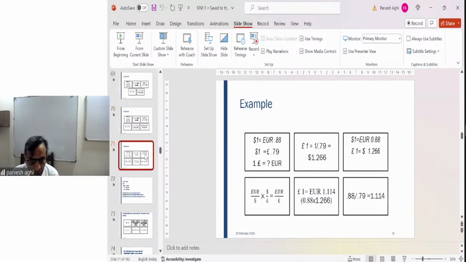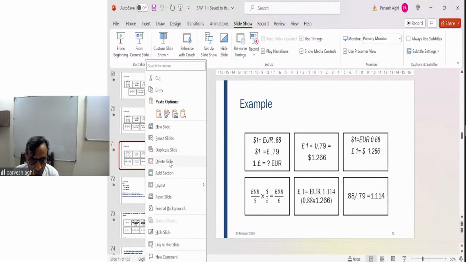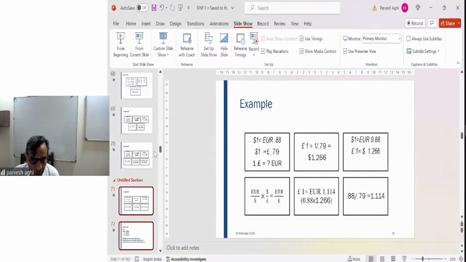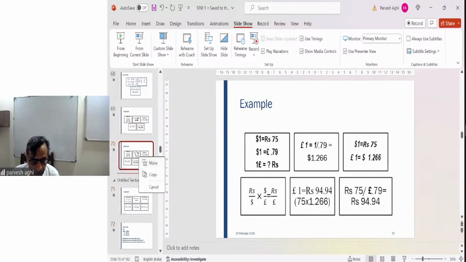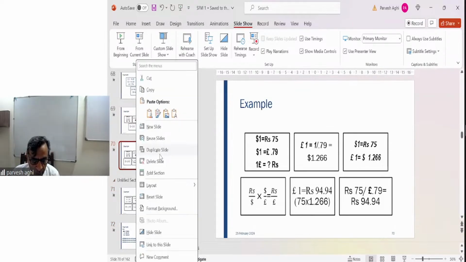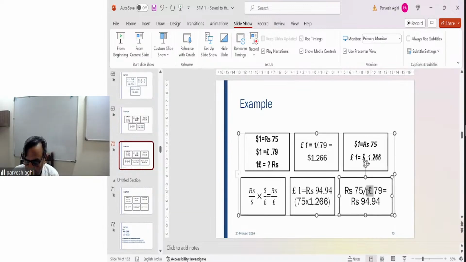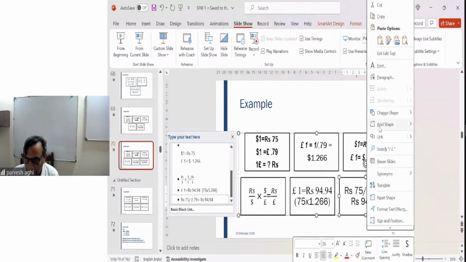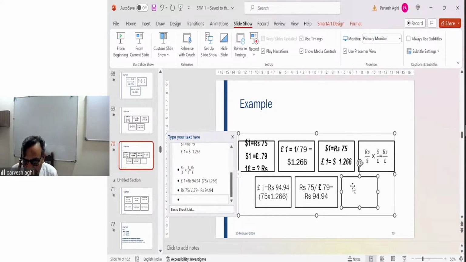So this is the last question. So I'm just adding one more. Okay. So I'm adding another shape. Okay, here. So what I do is that I do just the reverse. Okay.